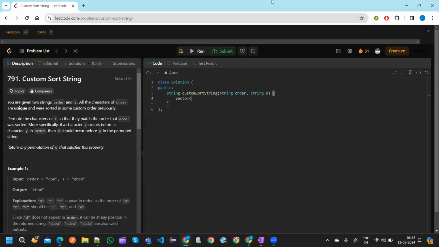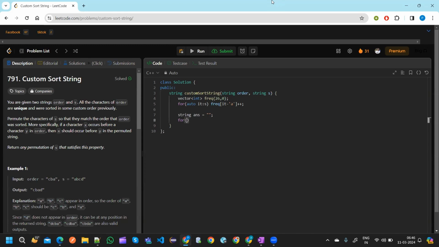So first we will create a vector which will store the frequency of each character in the main string, that is S. Now we will iterate the string S and we will increment the counter of each character. So we have calculated the frequency. Now let's create the final string. Let's name it answer. So this is our final string.